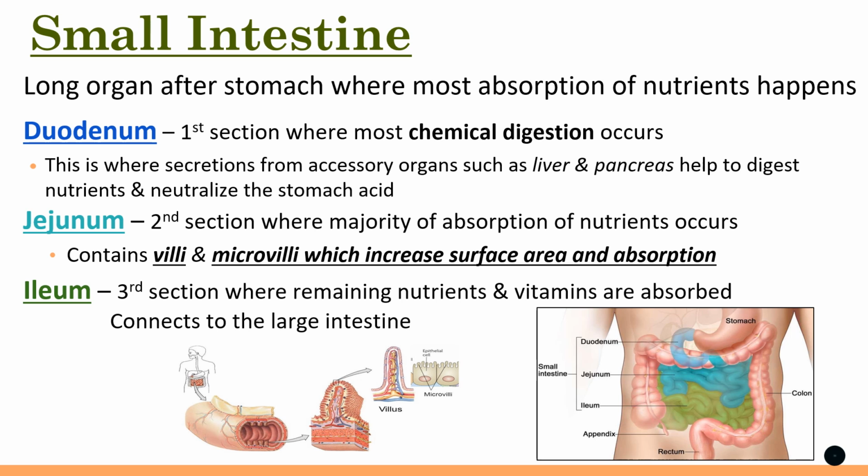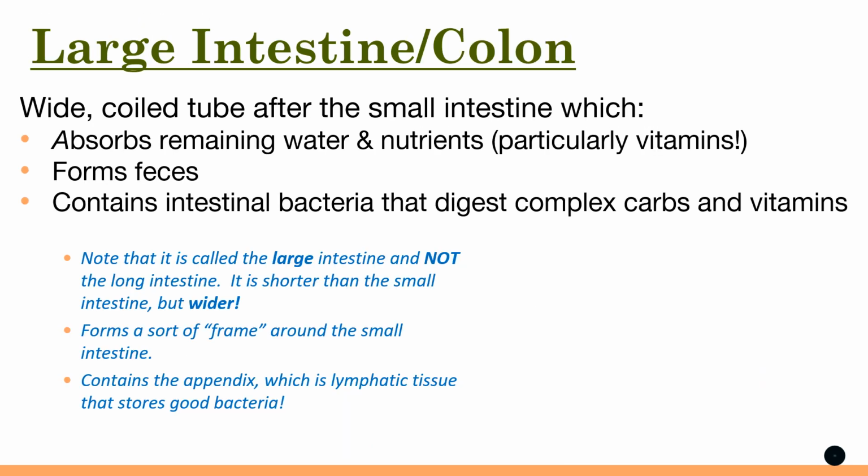The jejunum is going to be the second section. This is going to be where the majority of absorption of nutrients occurs. This is where we're going to have our villi and our microvilli, which again are in there to increase surface area and help get those nutrients absorbed into the bloodstream. The third section is going to be the ileum. This is where the remaining nutrients and vitamins are absorbed, and this is where the small intestine connects to the large intestine.